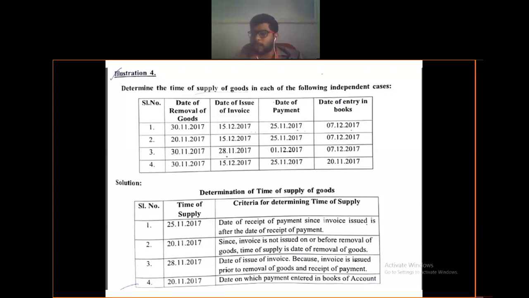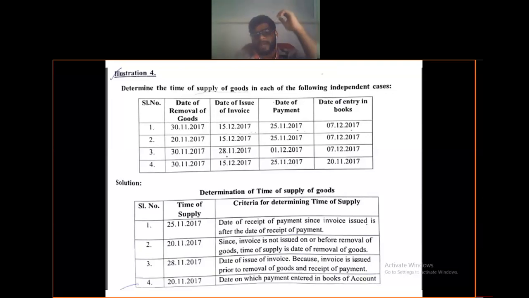When they issued the invoice, only after the removal of goods they issued the invoice. So which is the earlier date now? The date of removal of goods is the earlier date, that is 20th November 2017. Invoice is issued after that, so time of supply is considered as date of removal of goods only, that is 20th November 2017.